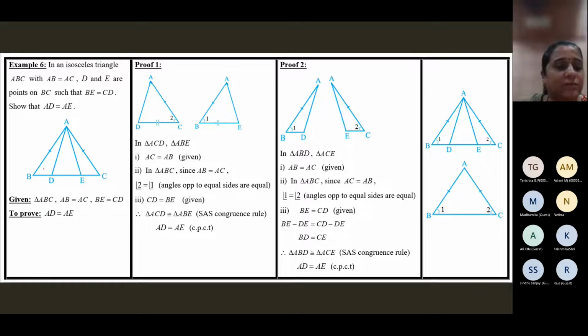The other proof is taking up these two small triangles, this one and this one. When you take these two, in triangle ABD, see it here, ABD and AEC, these two small triangles, you can see that ABD has AD and ACE has AE. We have to prove that AD is equal to AE, and we have those sides in these two triangles. So now let's again mark whatever was given to us. In this triangle we have angle 1, and in this triangle we have angle 2.